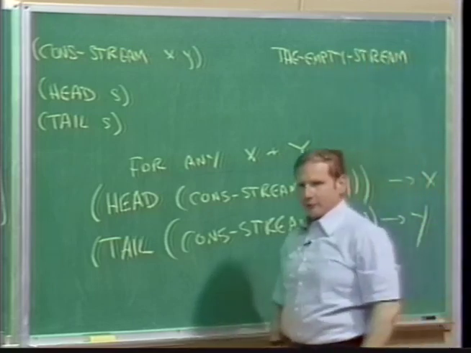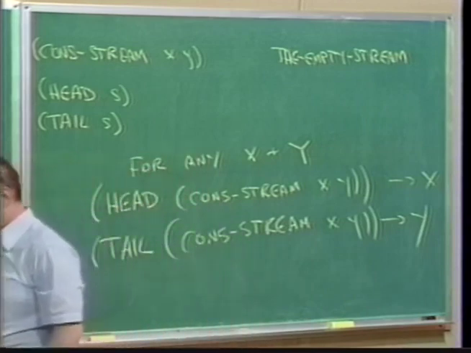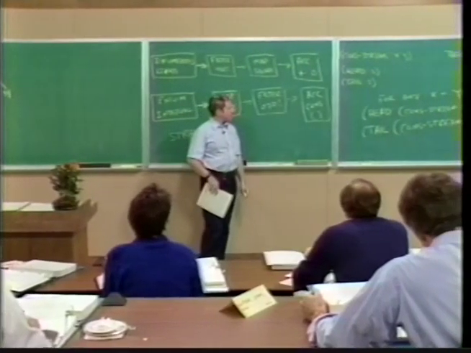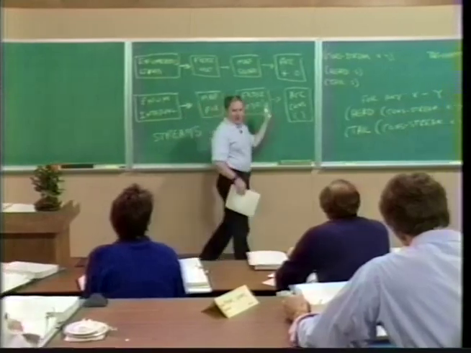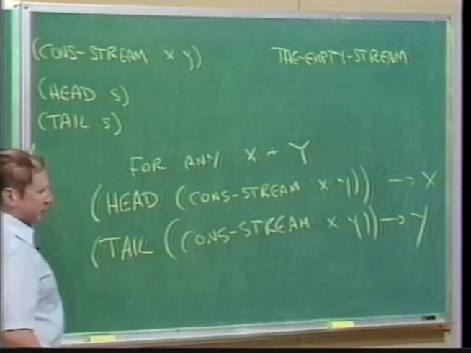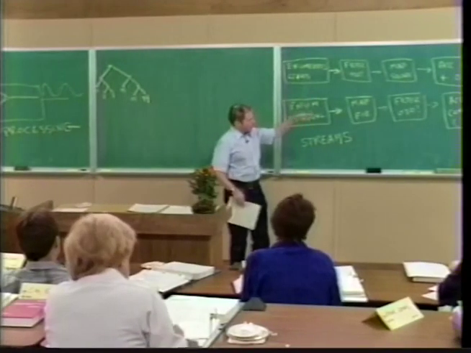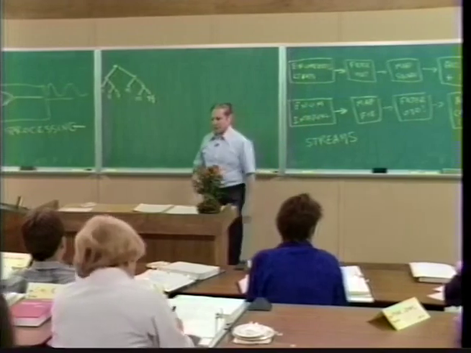Just like the empty list. So why am I introducing this terminology? Why don't I just keep talking about pairs and lists? Well, we'll see. For now, if you like, why don't you just pretend that streams really are just a terminology for lists? And we'll see in a little while why we want to keep this extra abstraction layer and not just call them lists.